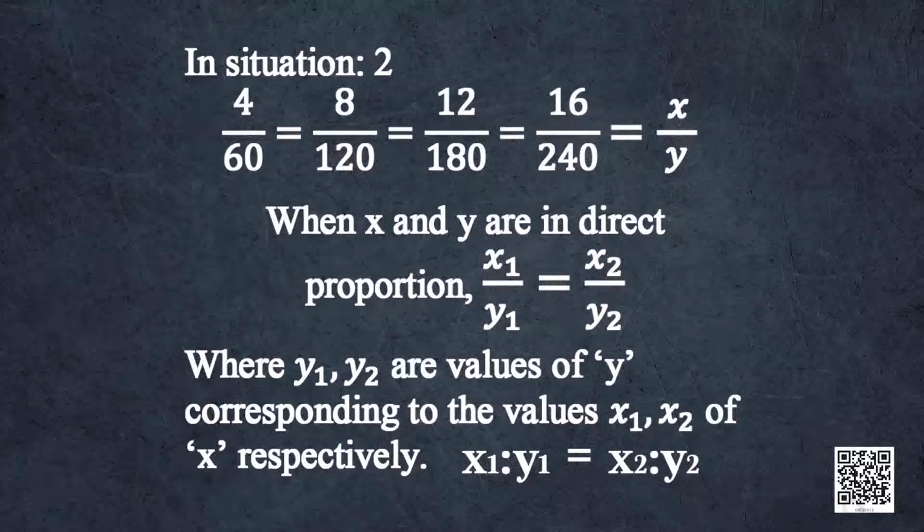We can say that when x and y are in direct proportion, x1 by y1 is equal to x2 by y2, where y1 and y2 are the values of y corresponding to the values x1 and x2 of x respectively. This can also be written as x1 is to y1 is equal to x2 is to y2. Hope you got the concept of direct proportion.